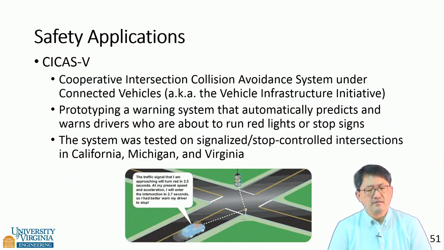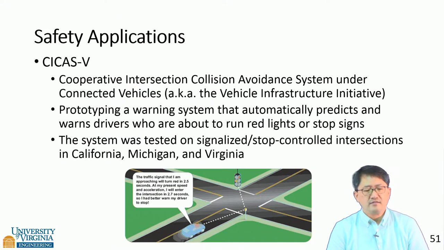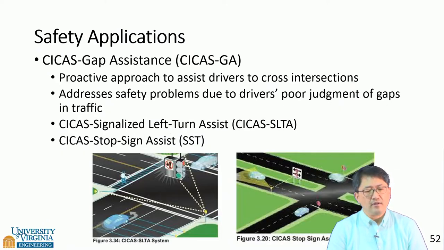CCAS-V is a collision avoidance system for intersections. They have information from the infrastructure telling if there's a red light runner, and to avoid a crash, even if it's showing green, you probably want to stop. Things like that can happen.